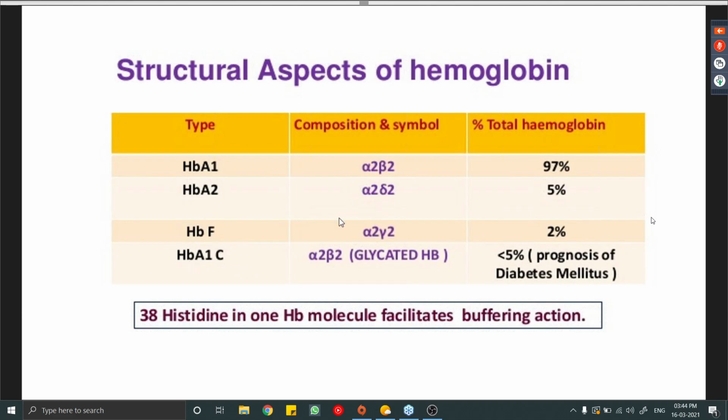So we have seen there are two gamma subunits here, and it is hardly 2% of the total hemoglobin, whereas glycated hemoglobin is normally less than 5% in a normal individual, and for the prognosis of diabetes, in follow-up of a diabetic patient, the level should be less than 7%.